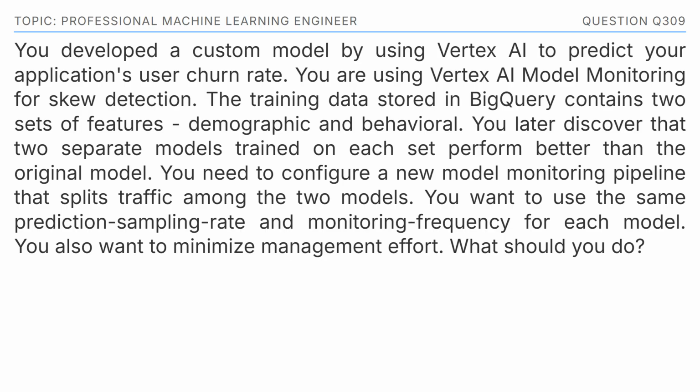You need to configure a new model monitoring pipeline that splits traffic among the two models. You want to use the same prediction sampling rate and monitoring frequency for each model. You also want to minimize management effort. What should you do?